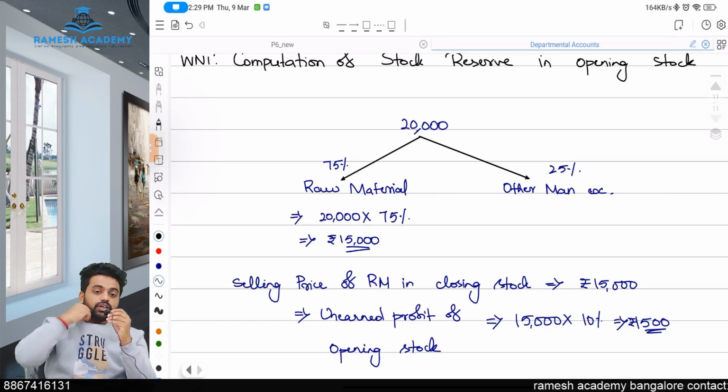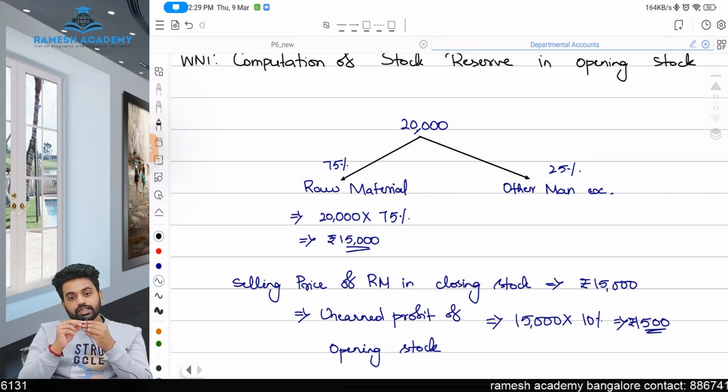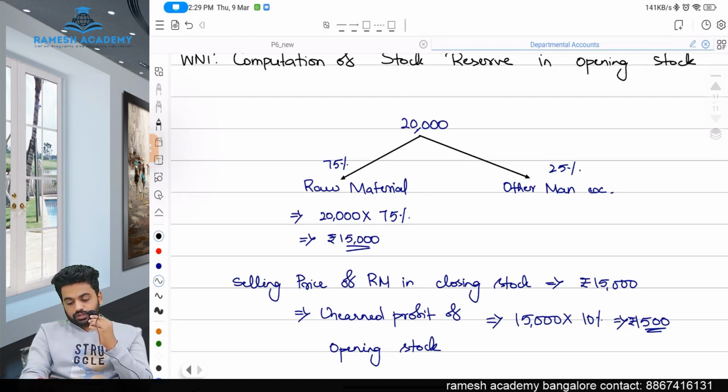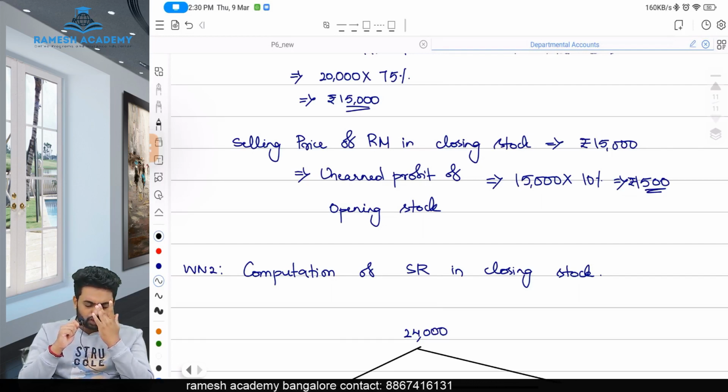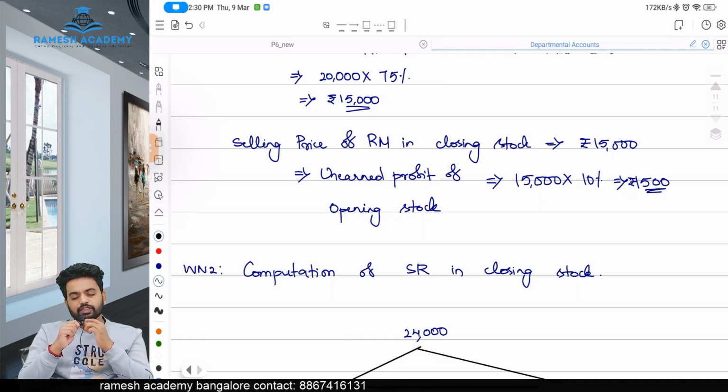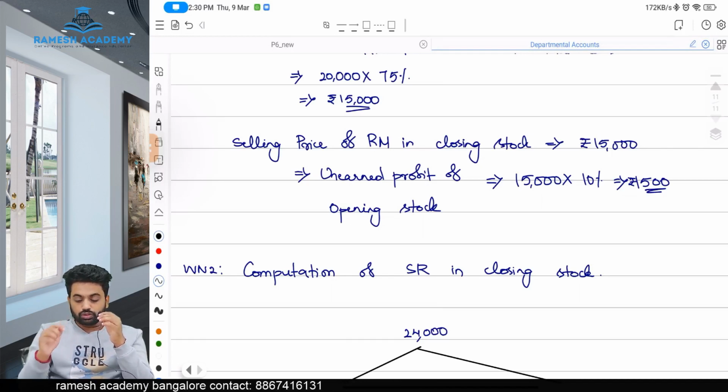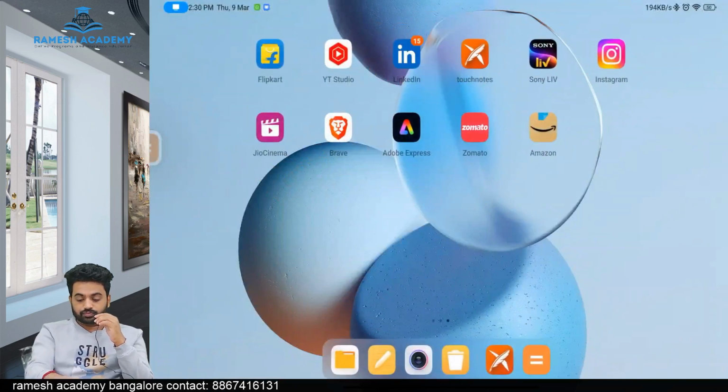Okay, done. Later, next year, there is a closing stock of 24,000. So out of the closing stock, 75% is raw material, 25% is manufacturing expense. So 75% of 24,000 came to 18,000, right?